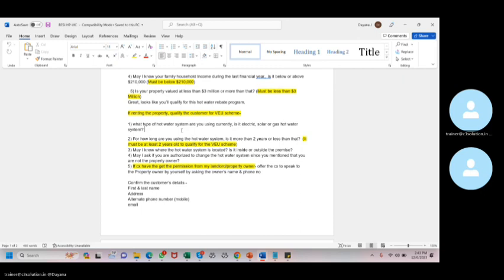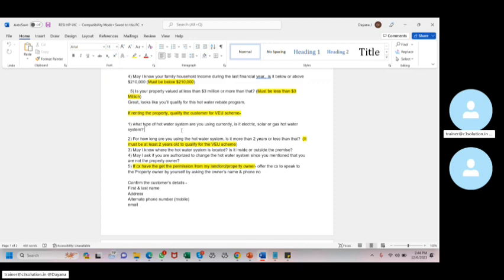I don't know what to say next. Wait. You have to be very careful. If the customer is already using the heat pump... we are doing the whole hot water system to heat pump. So the customer is already having the heat pump.